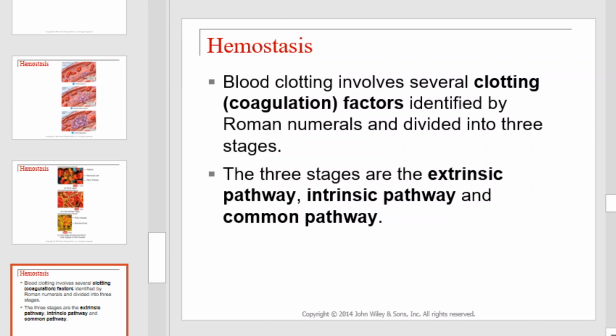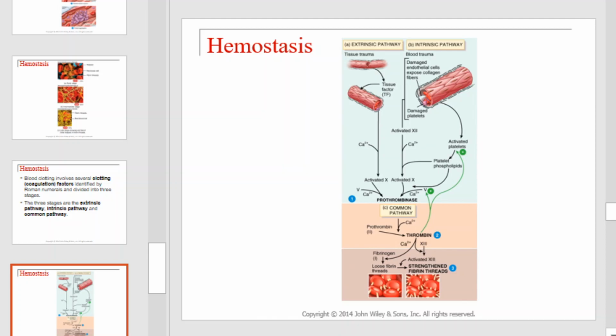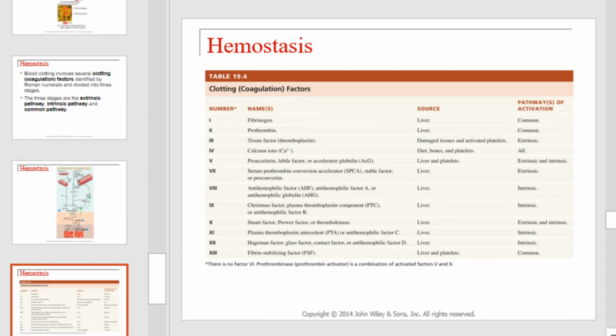Blood clotting involves several clotting or coagulation factors identified by the Roman numerals and divided into 3 stages. The 3 stages are the extrinsic, intrinsic, and common pathway. This diagram illustrates the 3 stages of hemostasis. And this table denotes the clotting factors that are used in hemostasis by number, by name, by source, and pathway of activation.